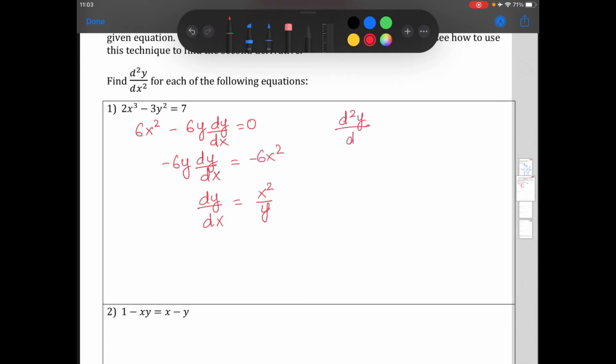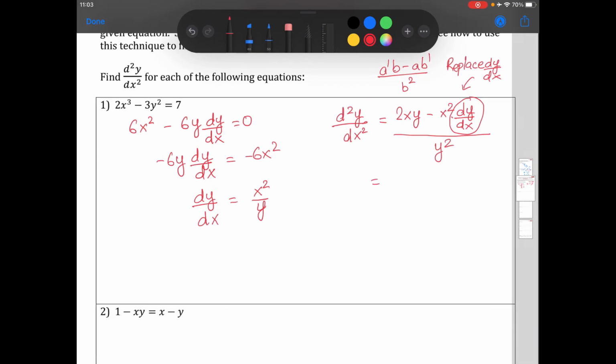d squared y over dx squared equals, and now I'm again going to use the quotient rule here. I'm going to rewrite it: a prime b minus ab prime over b squared, where a is your numerator and b is your denominator. So this is going to be 2xy minus x squared dy over dx, all over y squared. Now I'm going to make a note here: replace dy over dx. That's what you're going to be doing.